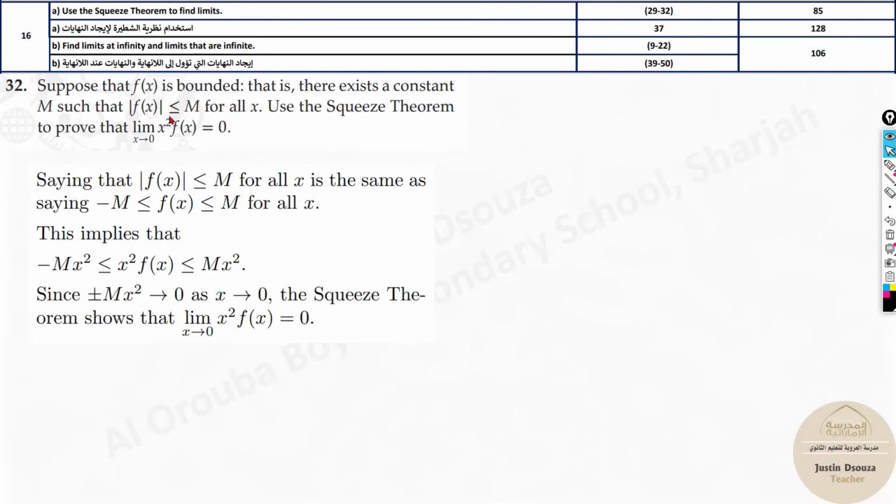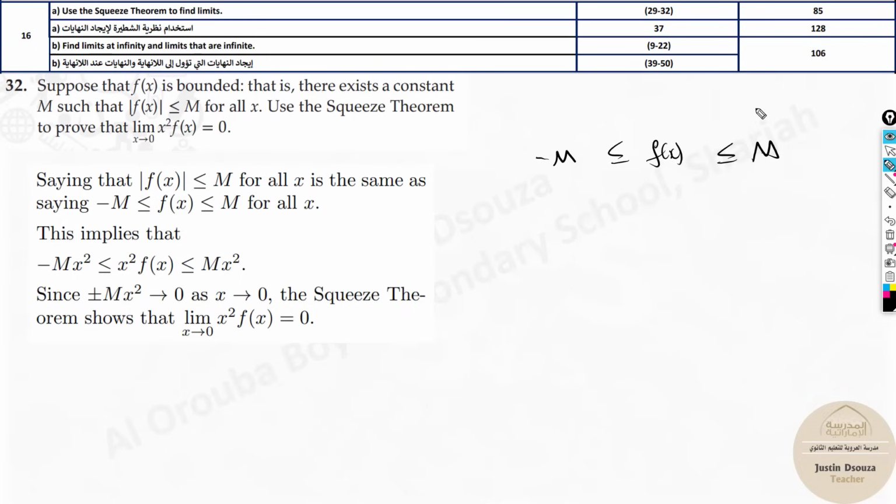Now, f of x and x squared is there. But they have clearly mentioned the modulus of f of x is less than or equal to m. That means f of x is less than or equal to positive m and greater than or equal to negative m, isn't it? Because that's the modulus thing. Let's take the modulus out. Let's write only the function. But it must be greater than or equal to minus m.